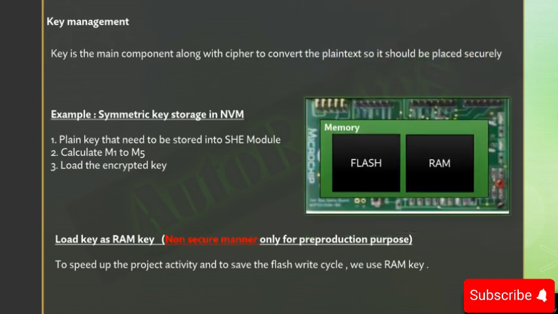Let's take an example of loading a symmetric key into the C model. Firstly, we need to load the plain key value, and then the C model will perform a key update protocol, basically the calculation of M1 to M5. This key update is used to ensure that the key meets the security properties such as confidentiality, integrity, and availability, and protects against replay attack.